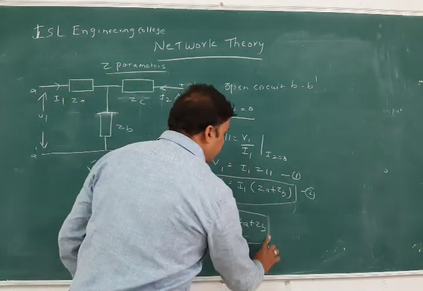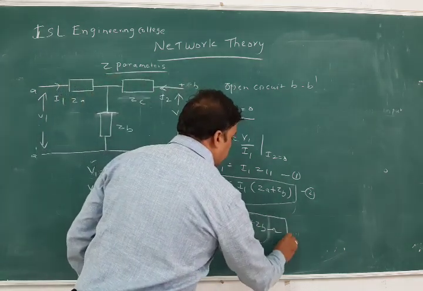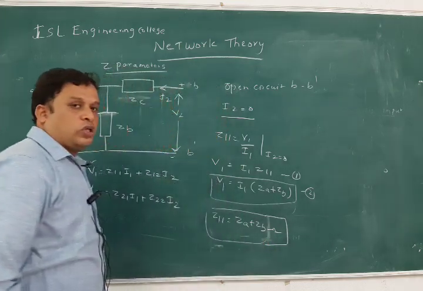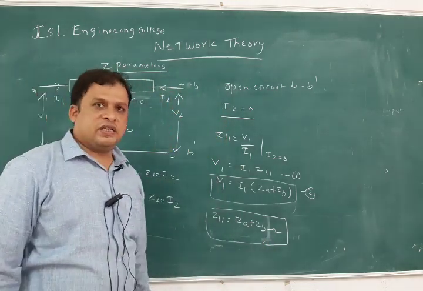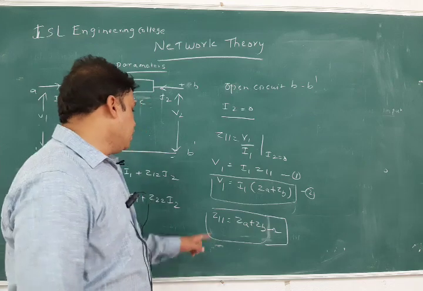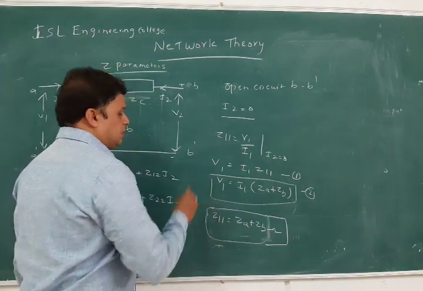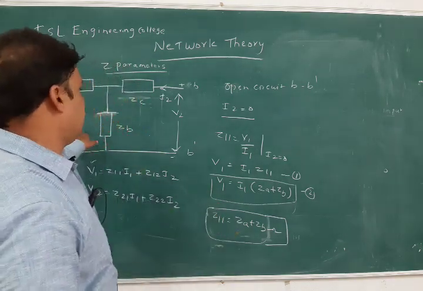The units are ohms, as we said, for the impedance parameters. Impedance and resistance have the same unit, called ohms. Z11 is equal to ZA plus ZB. We are getting the value here from this network.